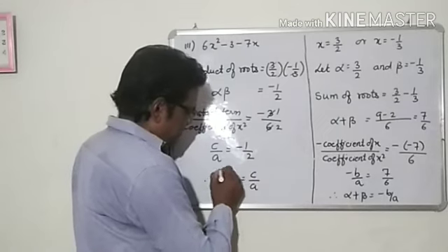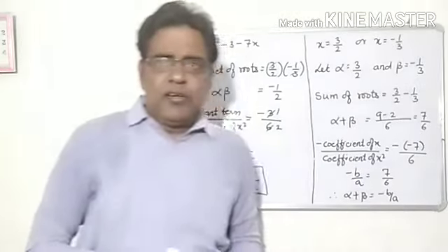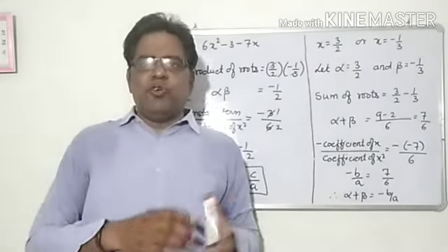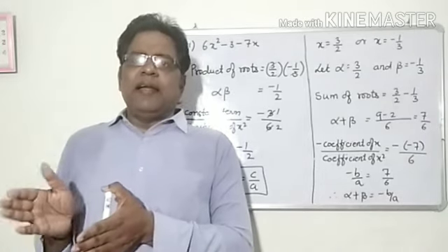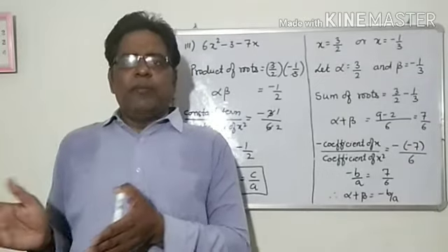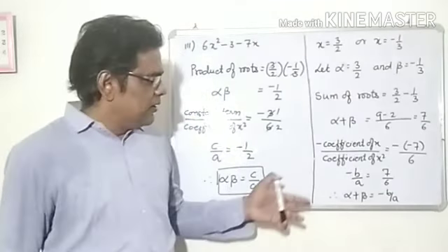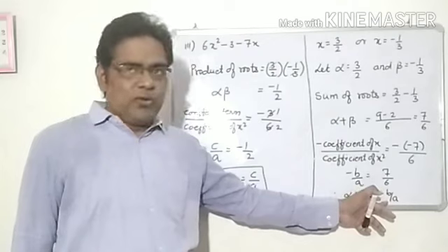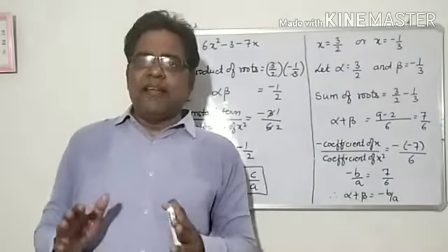So again here the relation is verified. So if you get a question this way, first you have to factorize and then verify the relationship between the zeros and the coefficients. So the relation is also verified. Finally you write, hence verified.